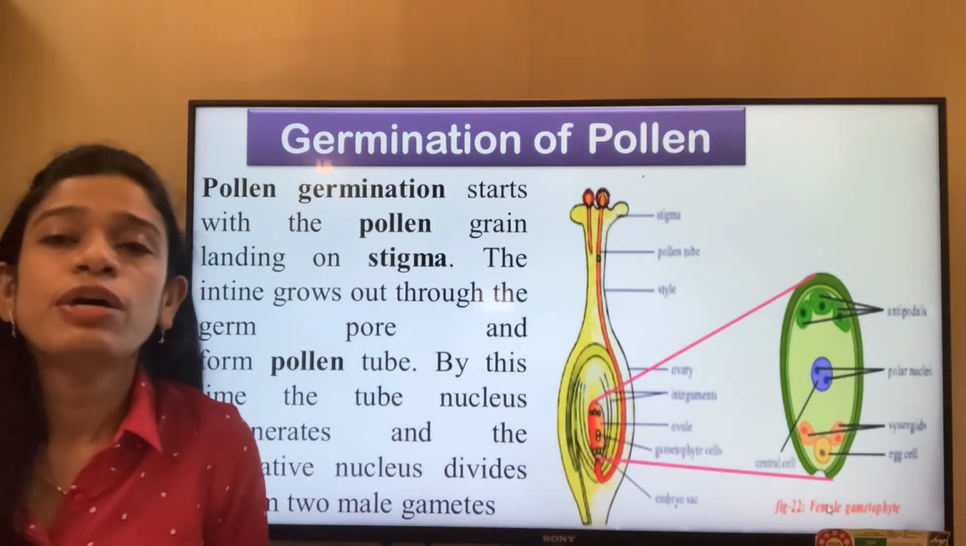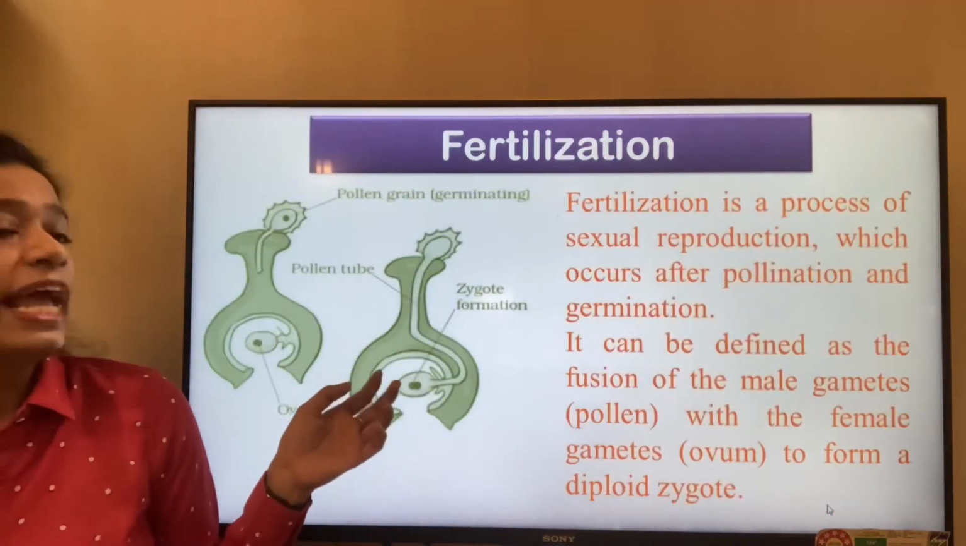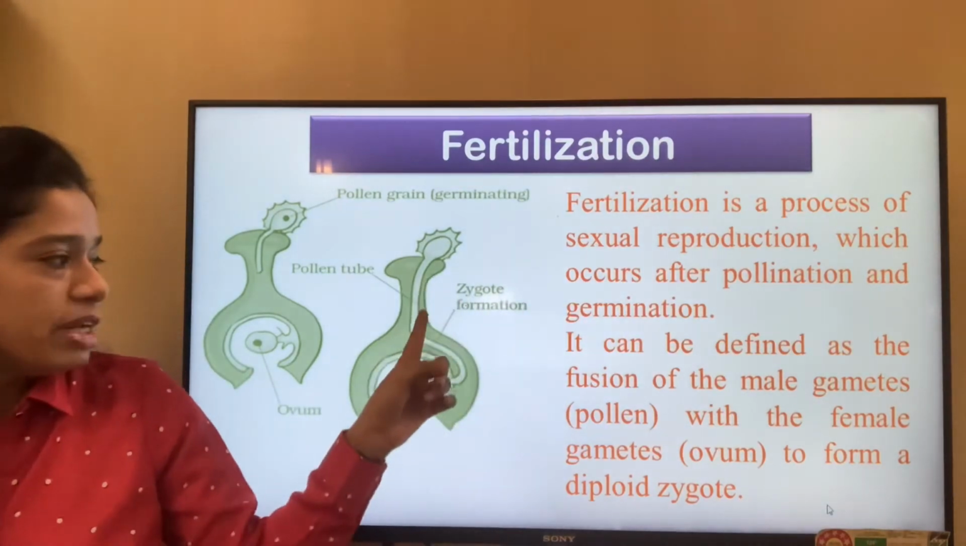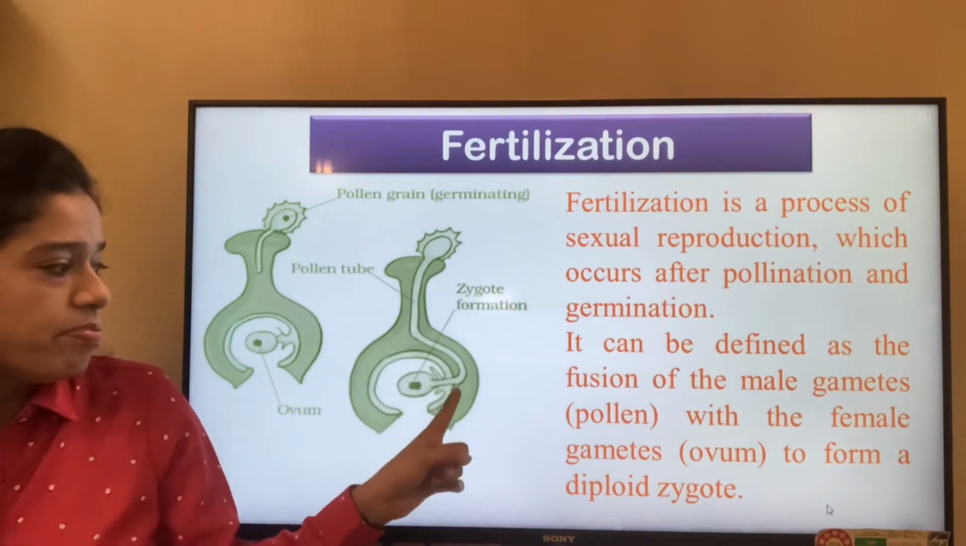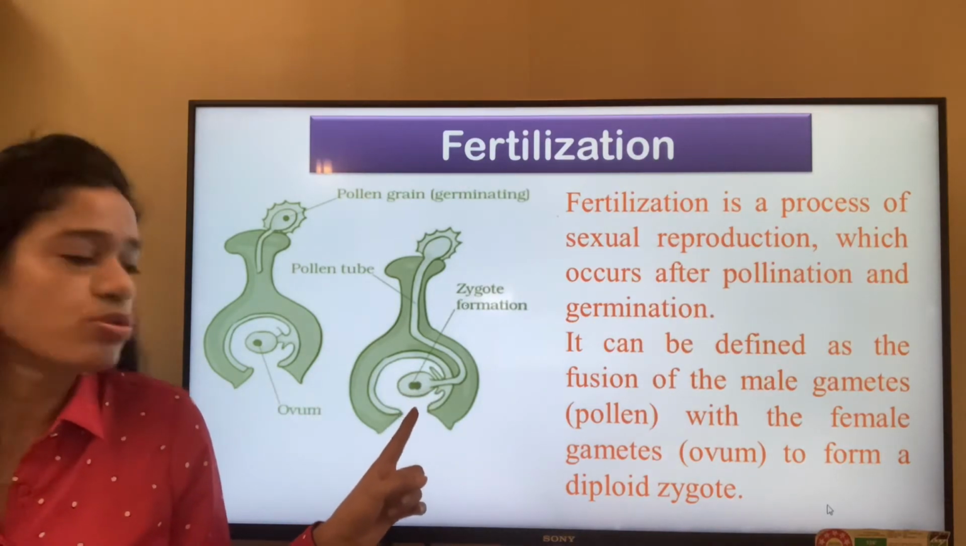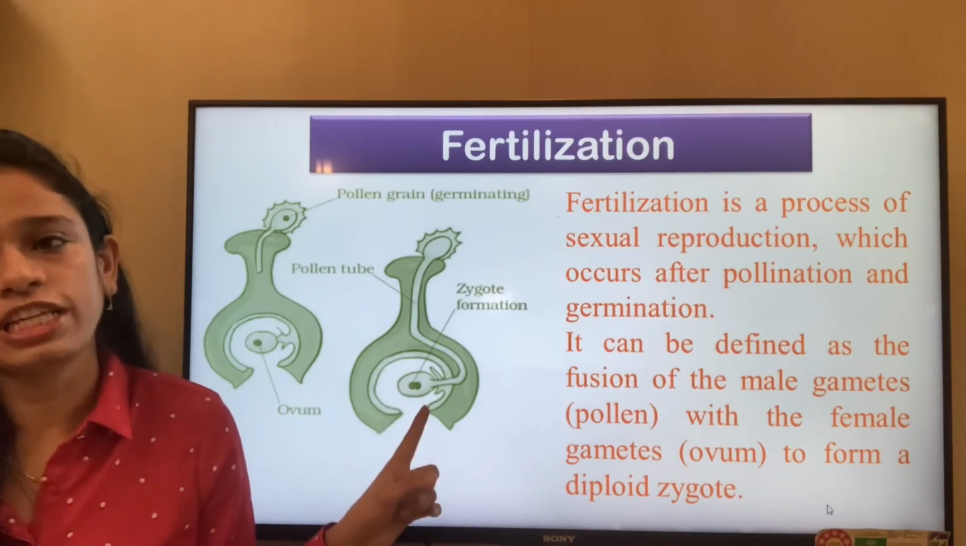This is called the germination of the pollen. Next, once the pollen germinates, the pollen tube comes and meets the ovum, and this is the process of fertilization.